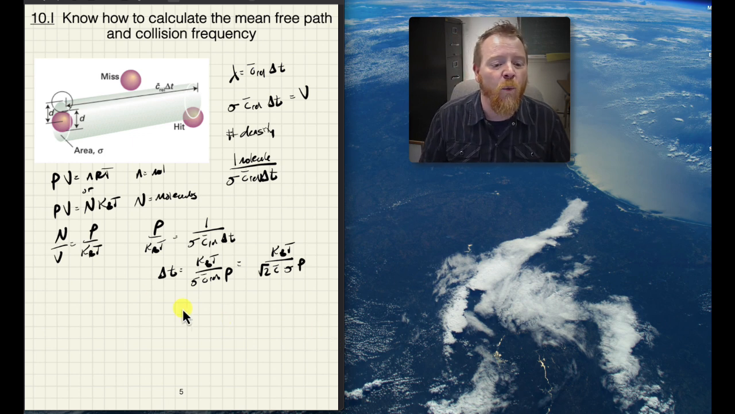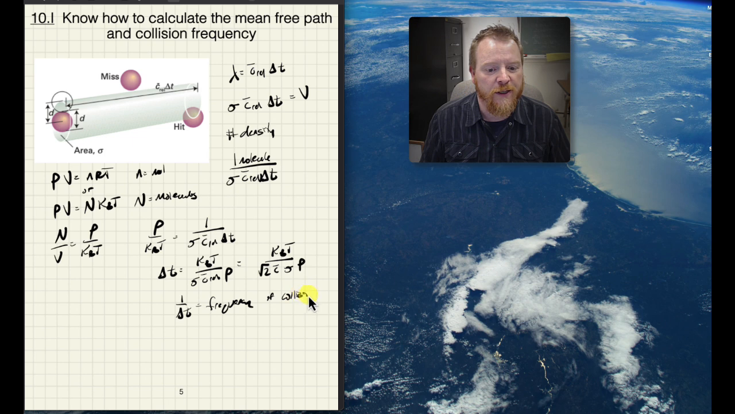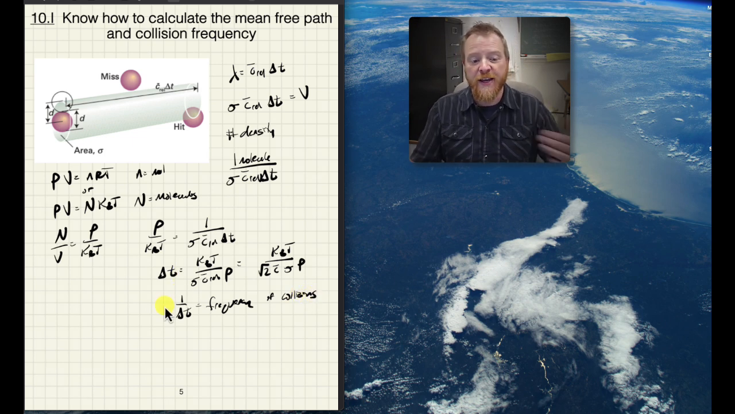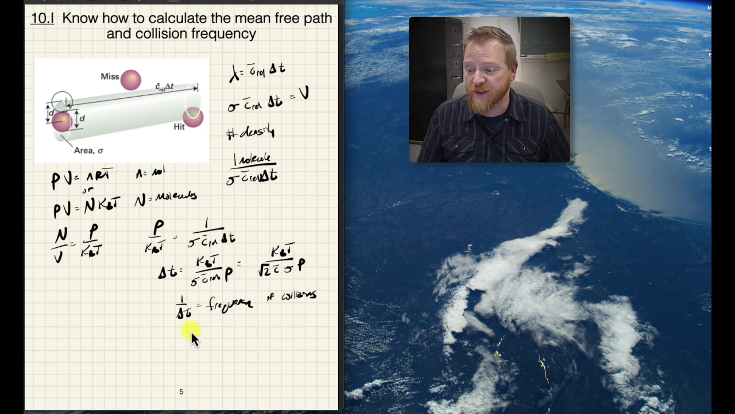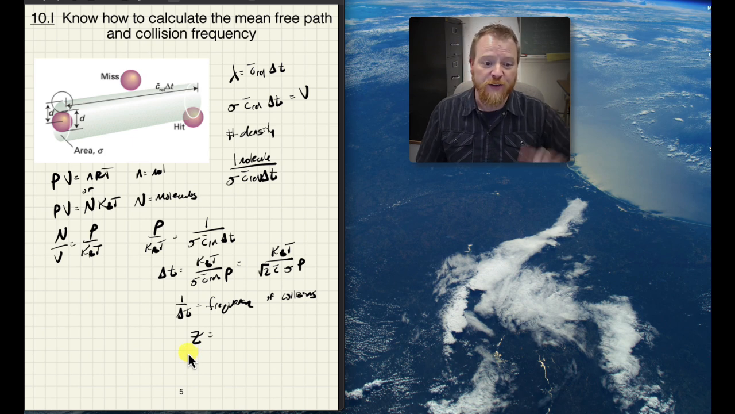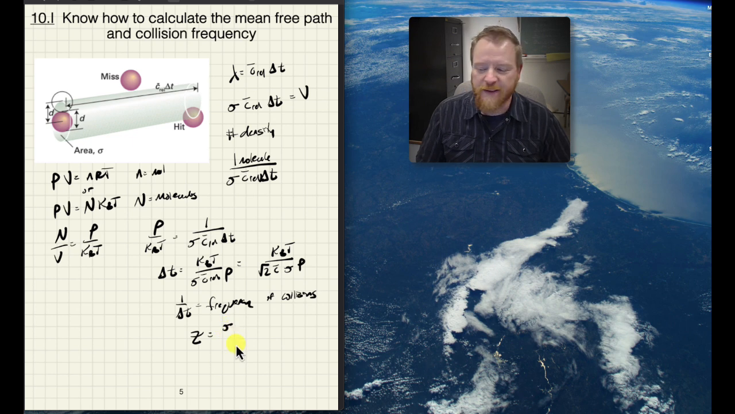And so now 1 over that time will give me my frequency of collisions, right? So delta T is the time between collisions. If I take 1 over T, that gives me the frequency of collisions. And typically the letter Z is used to express that. And so all we've got to do is now flip that relationship. So we could write that as sigma times, and there are two different ways that we could write it. I'll first write it here with the C bar relative. So C bar relative times P all over k_B T.